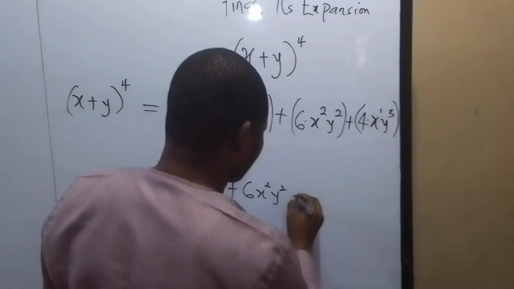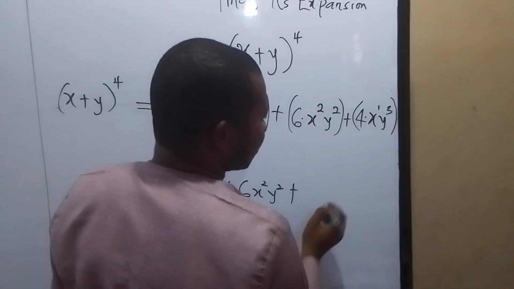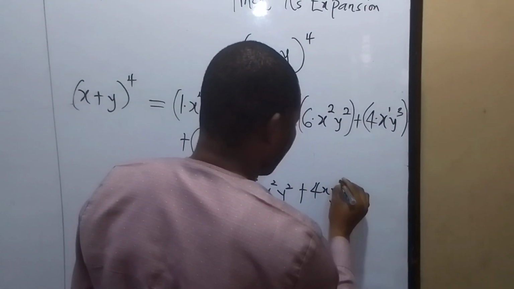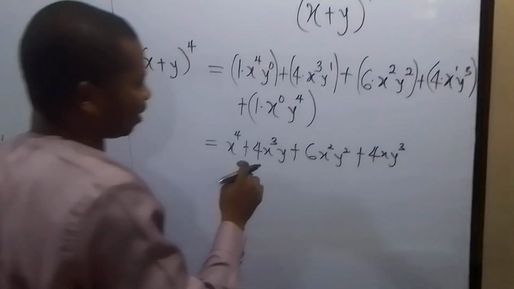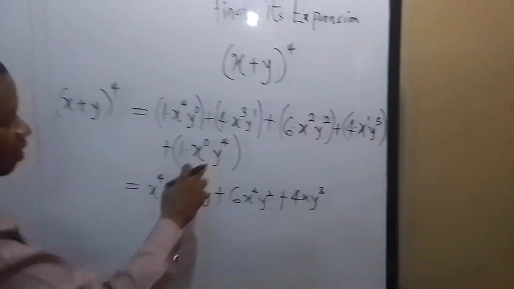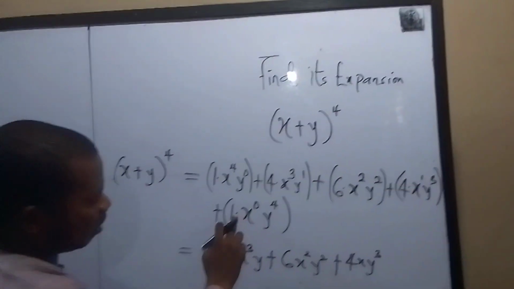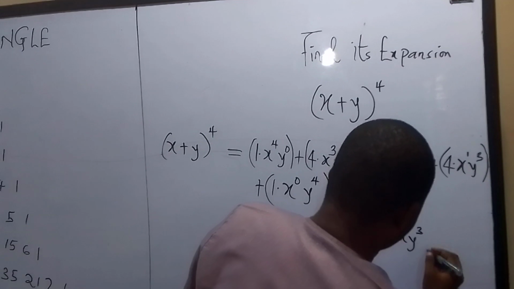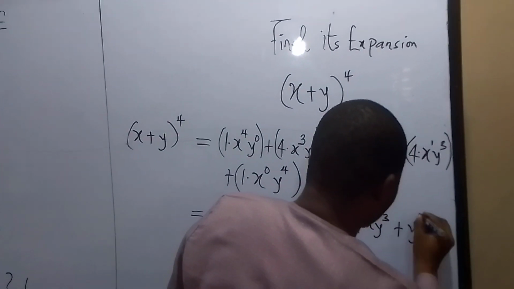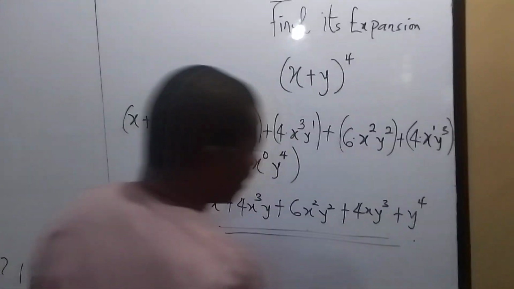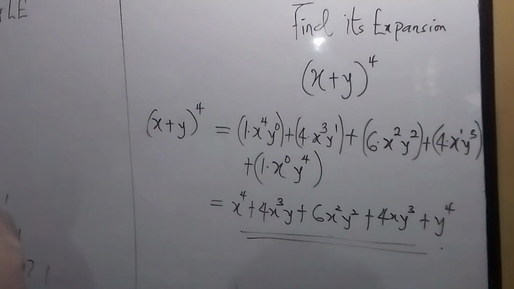Then we move to the next one. 4 times x times y cubed. That is 4x y cubed. And finally, we have 1 times x raised to power 0. According to the law of indices, anything raised to power 0 gives us 1. That is 1 times 1 times y to power 4. That is y raised to power 4. Okay? So this is what you're going to have as the final answer.